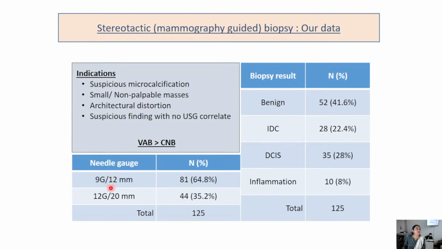We have had experience with 9 gauge as well as 12 gauge needle. The results can be benign or malignant depending on what kind of imaging morphology was there. By advent of newer advances in acquisition of imaging, we can get benign results, especially in cases of CSL, complex sclerosing lesions, sclerosing adenosis, and such pathologies.